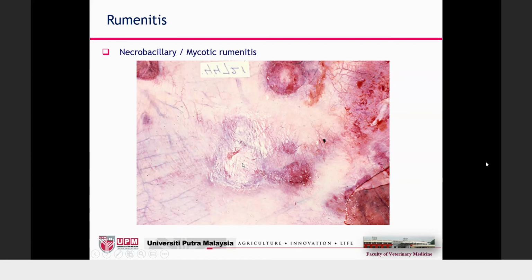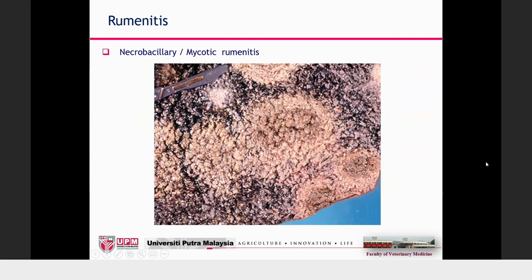And you conduct, what I call it, you look at the rumen mucosa surface. This is how they look. And usually the epithelial lining of the rumen is difficult to detach.